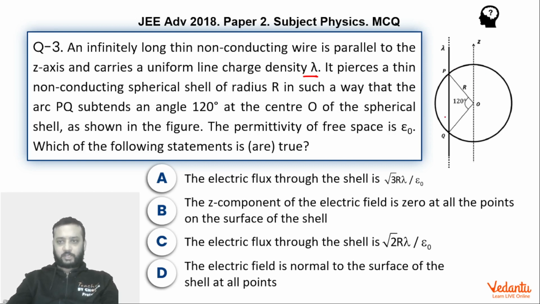So a section of this wire is being pierced by a sphere of radius r. So basically you can see that this part of the wire is lying inside the sphere of radius r. Okay, and this part of the wire subtends an angle of 120 degree at the center. Permittivity of the free space is epsilon naught. So we have to talk about the flux through this sphere and the nature of the electric field, that means the direction of the electric field on the surface of the sphere due to this wire.